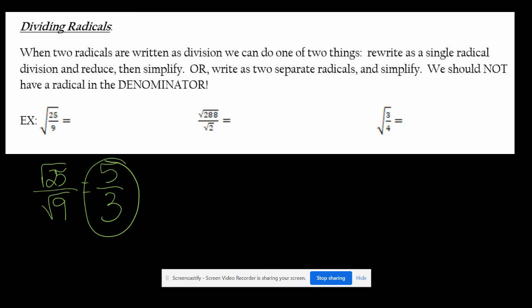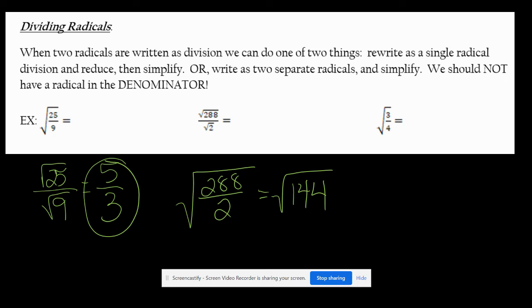288 and 2. Well, if I rewrote that as just 1 radical, because I'm allowed to do that, because they're both square roots, can I reduce? Can I actually divide 288 by 2? And the answer to that is yes. 288 divided by 2 is 144. The square root of 144. Well, that's a perfect square, which is 12. So we have the answer there of 12.